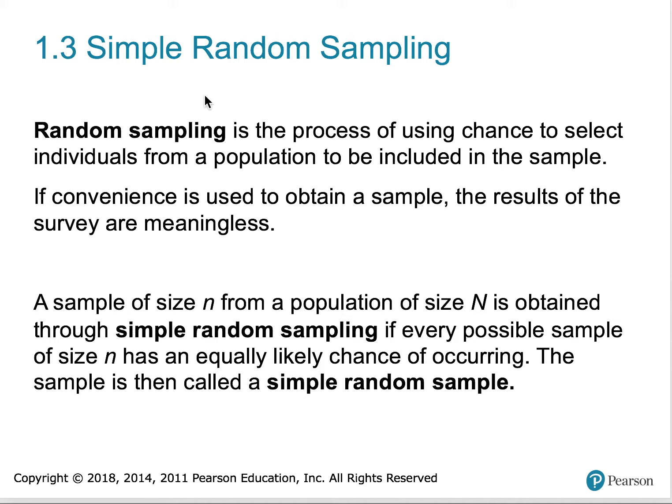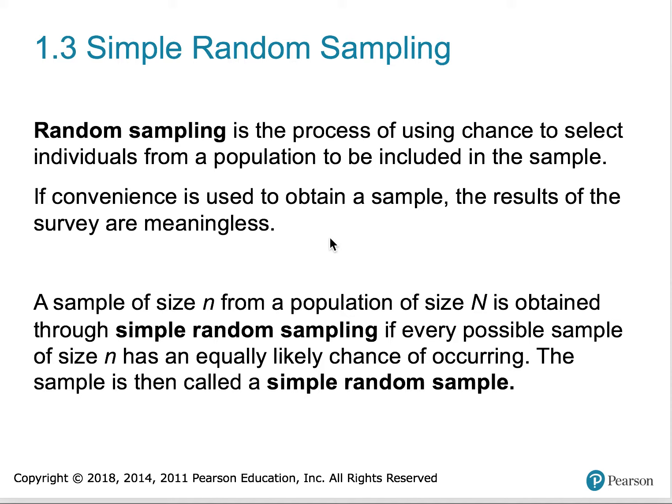So a random sampling is the process of using chance to select individuals from a population to be included in the sample. If convenience is used to obtain a sample, the results of the survey are meaningless. The survey must be representative of the characteristics of the individuals in the population. The key is to let chance or randomness play a role.